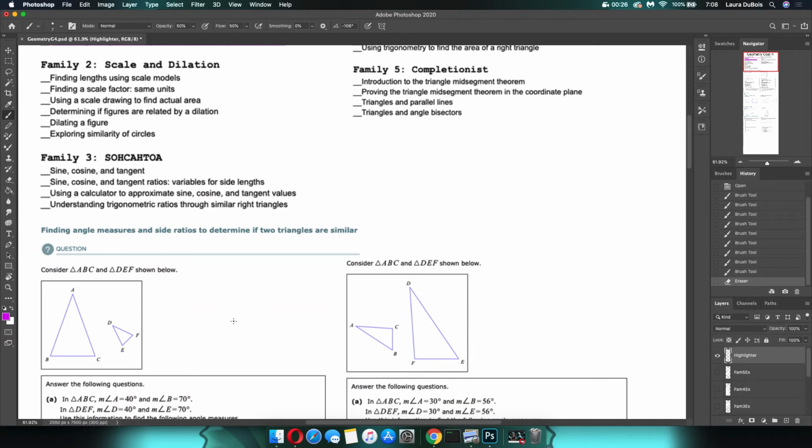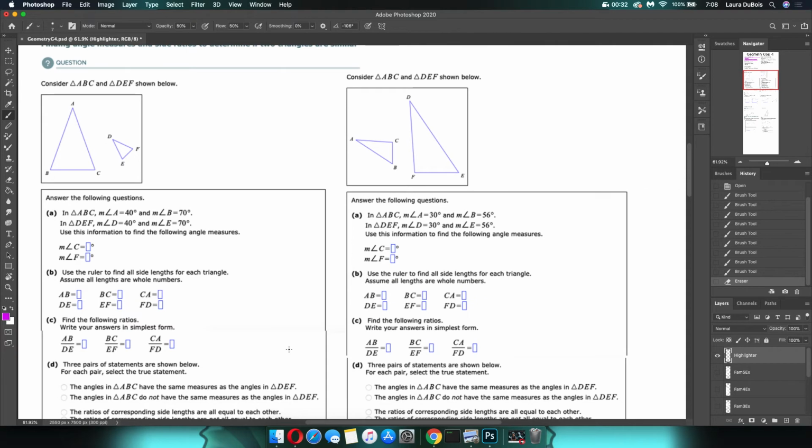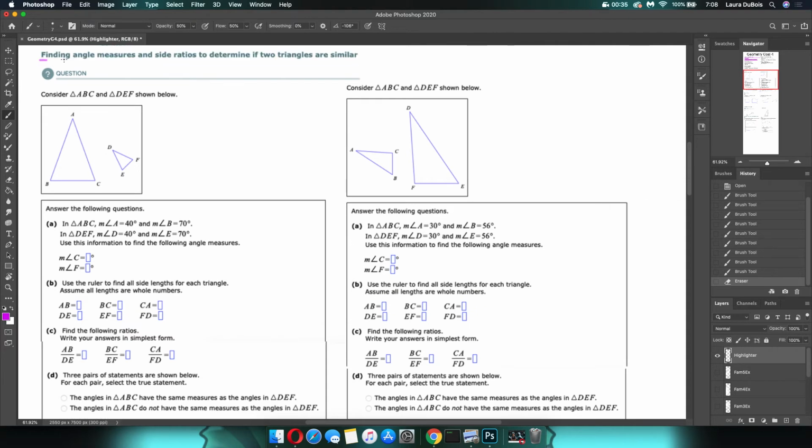So, scrolling down. We're going to start with some pretty basic stuff first. They kind of want to get you used to how similar figures actually have a benefit to you. So, for example, we see the measure of angle A is 40 degrees and the measure of angle B is 70 degrees. In the triangle DEF, we know that angle D is 40 and then the measure of angle E is also 70. So that means that these two triangles are similar. We'll get into how we can prove that later.